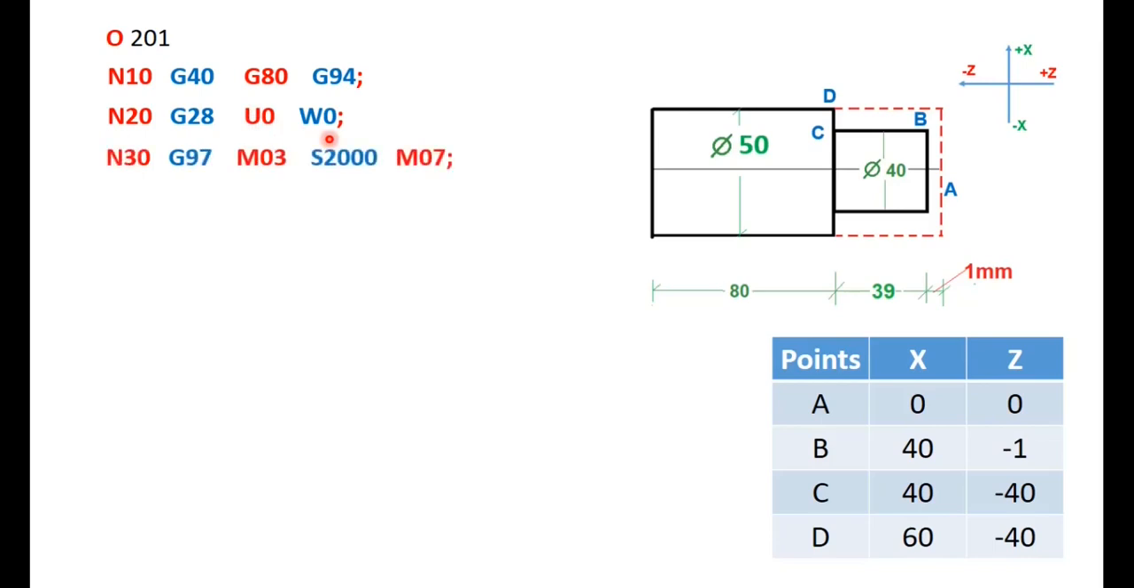Next, G97. So what is G97? G97 is nothing but I have to define the spindle speed in RPM. So this M03 is spindle in clockwise direction at an RPM of 2000. M08 is nothing but coolant on. So coolant is on, everything is done.